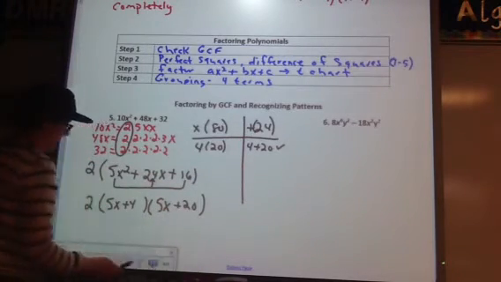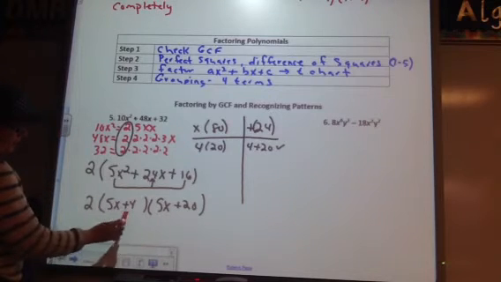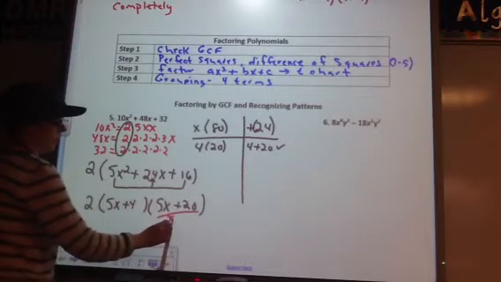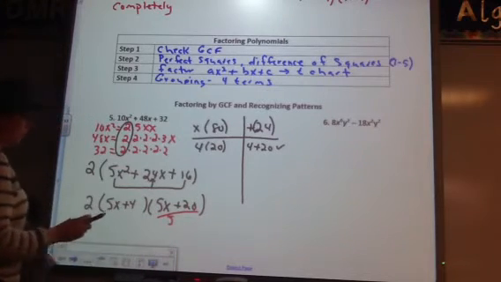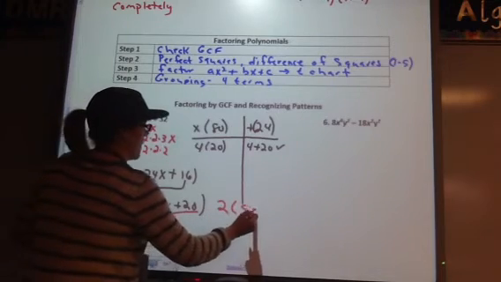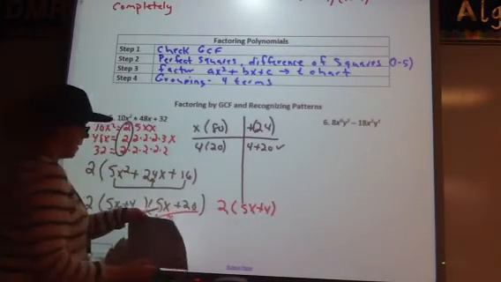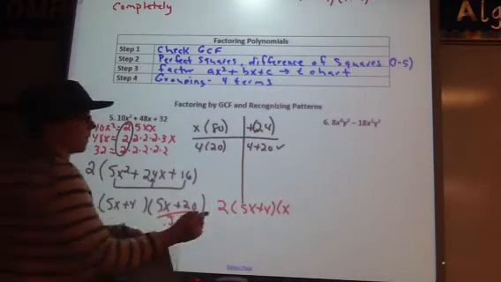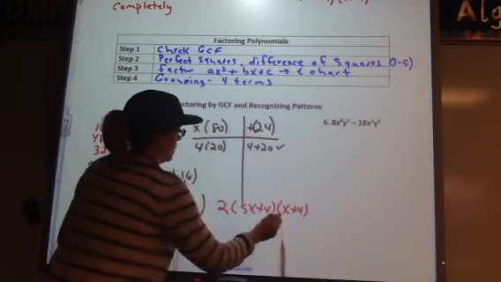Now what we need to do is simplify. Any like terms here? No. Any like terms here? Yes, 5. So I need to divide each one of these terms by 5. So my final answer is going to be 2, 5x plus 4. 5x divided by 5 is x. 20 divided by 5 is 4.